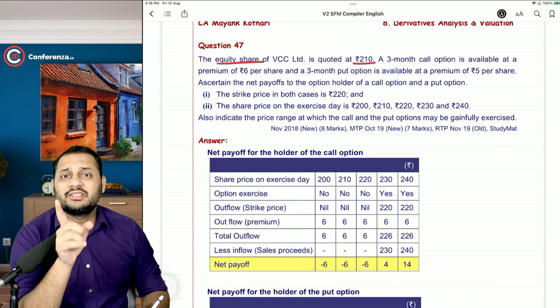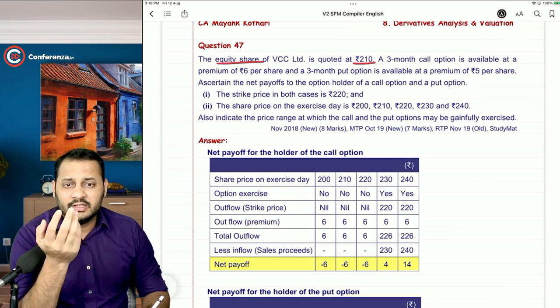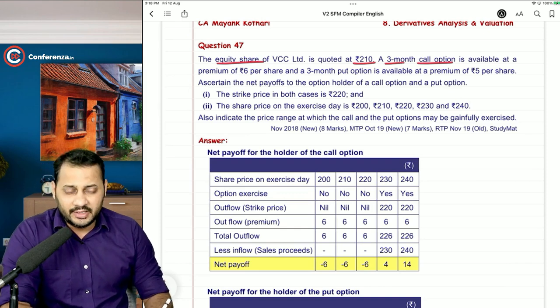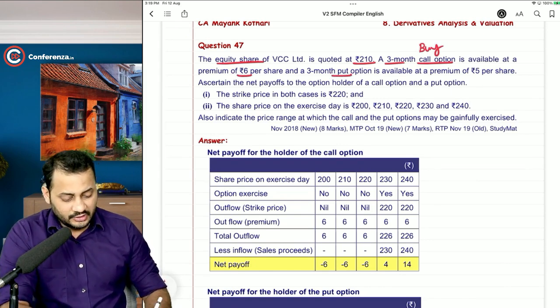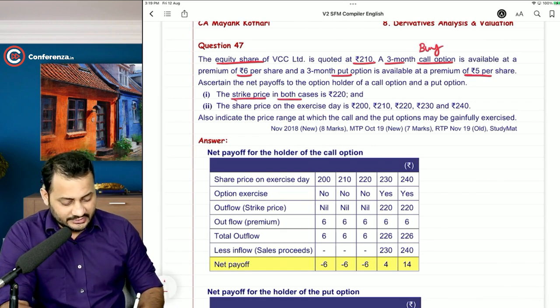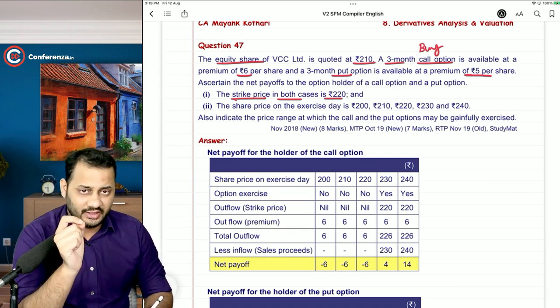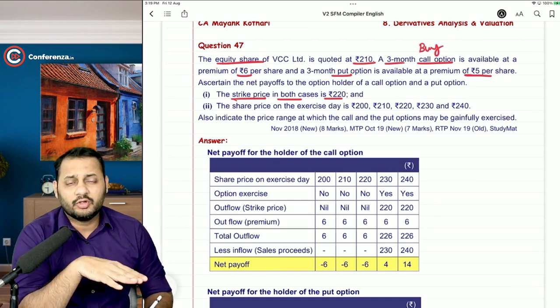But if you want to do some transactions in future and you want to fix the price today itself, then option contract is open. Now, a call option for 3 months expiry, that means if you want to buy the stock, is available at a premium of rupees 6, and if you want to sell the stock, the option on that, the put option, is available at a premium of rupees 5. For both the options, the strike price is 220. So if you want to buy it after 3 months, 220 is the price. If you want to sell it after 3 months, 220 is the price. You decide whether you want to buy, call option or put option.